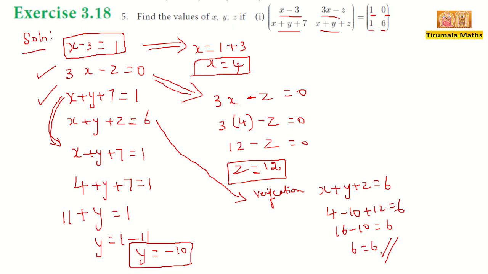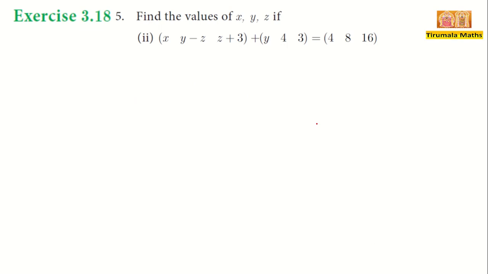So let us go to the second sum. In the second sum, find the values of x, y, z if (x, y minus z, z plus 3) plus (y, 4, 3) is equal to (4, 8, 16). Take the first entries and form an equation. So we get x plus y equal to 4.